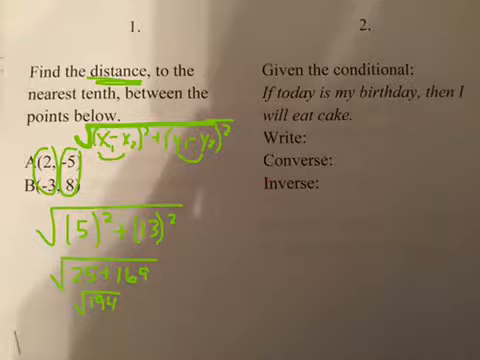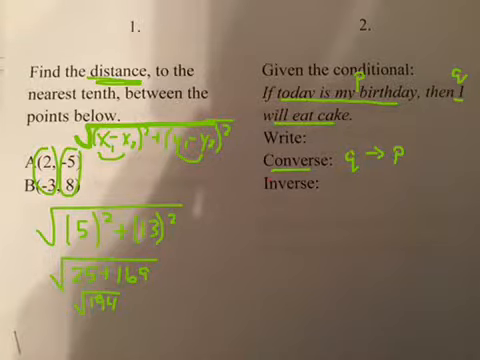Okay, given the conditional, today's my birthday, then I will eat cake. So we're looking at this conditional statement. There's my P. I will eat cake is the Q. So it says write the converse. That's if Q, then P. So I'm just going to say it, I'm not going to write it. If I eat cake, then today is my birthday.